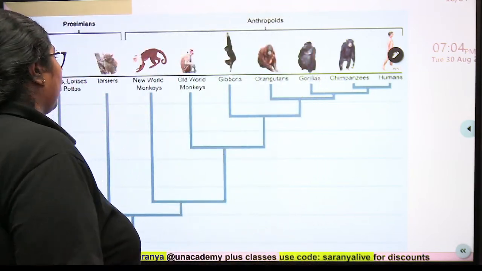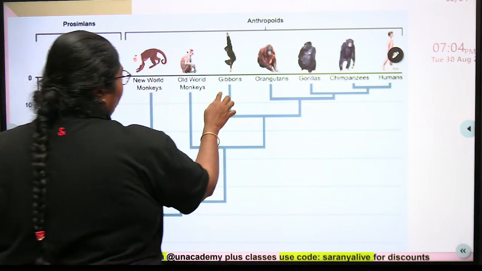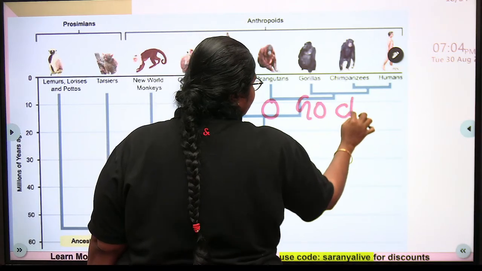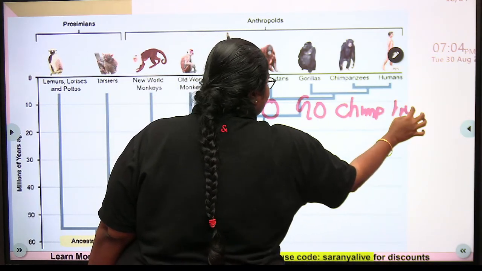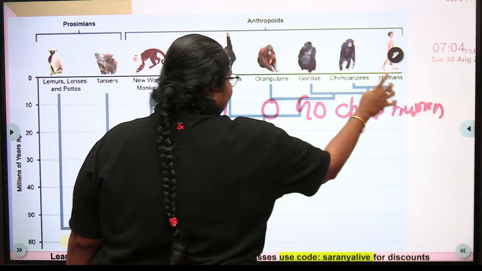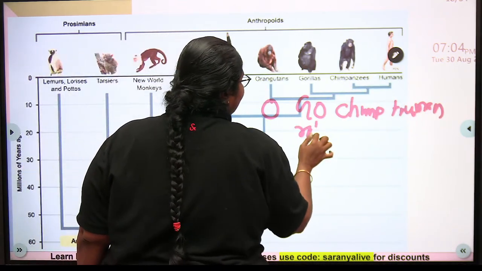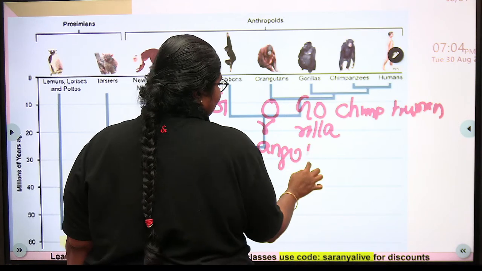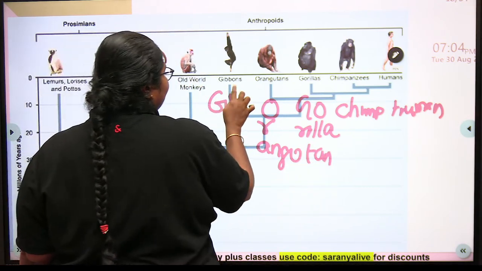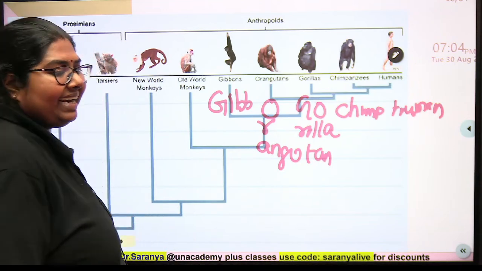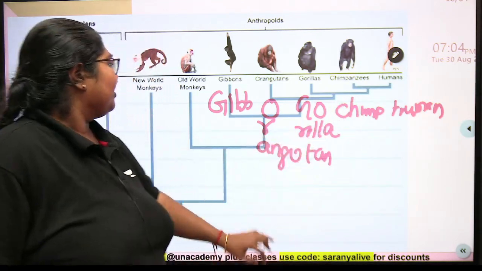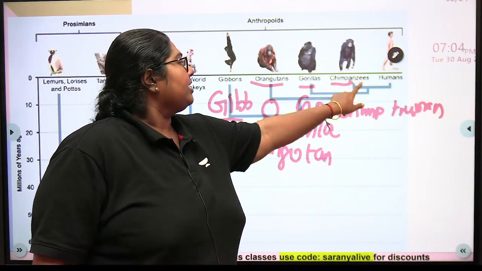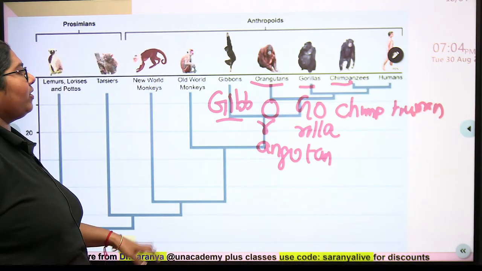Now I'll tell you a clue. Goa, go chimp. Human is last, you know that. Final. Before that, chimpanzee. Before that, gorilla. Before that, orangutans. Before that, gibbons. So what clue did I make? Goa, go chimp: gibbons, orangutan, gorilla, chimpanzee, human.